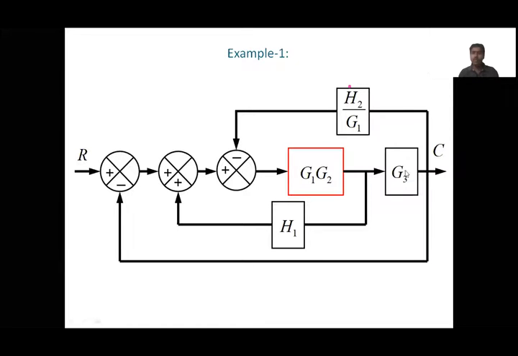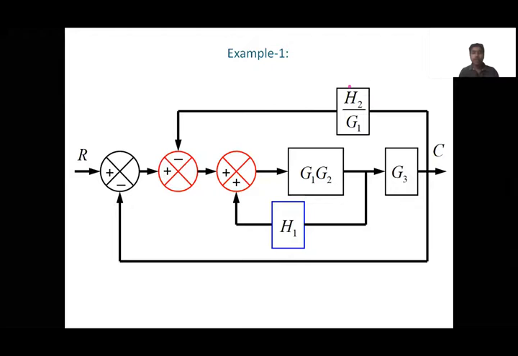Now G1 G2 and G3 are not in cascade, they are not in parallel, and this is not a direct feedback, and this is also not a direct feedback. Therefore we can exchange these two summing points to get a single loop. We have exchanged these two. Did any change happen? Nothing happened, because adjacent summing points can be easily exchanged. So there is no alteration in any gain of the system.